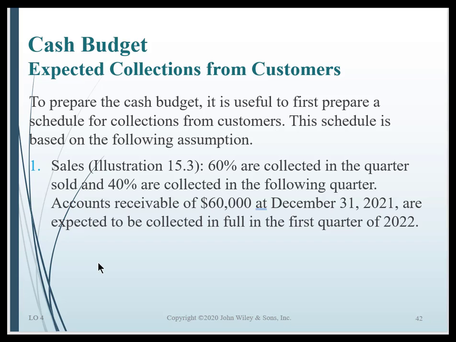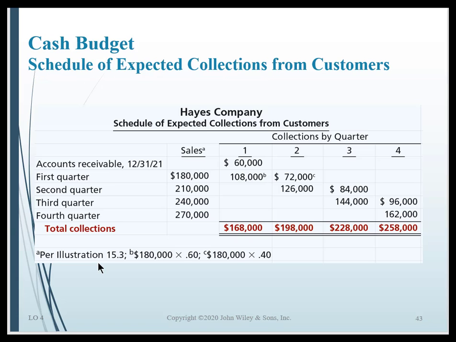So if we have $100,000 in sales this quarter, we expect to get $60,000 of that today, or this quarter. The other $40,000 will come in the next quarter. Accounts receivable started at $60,000. So now we can start to understand a little bit about how the flow is going to happen from collections.